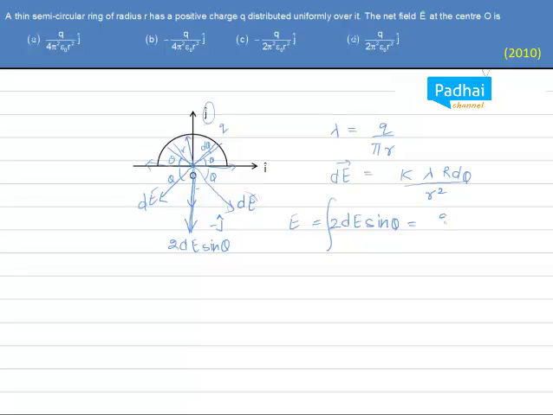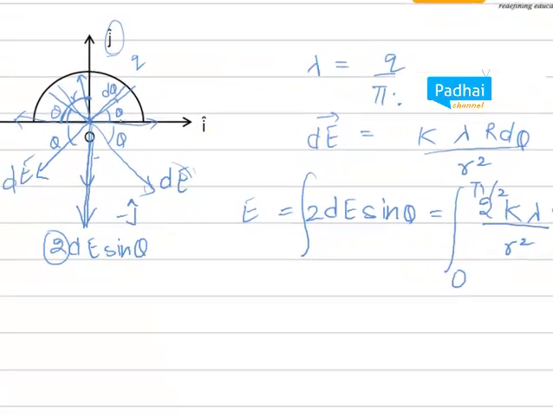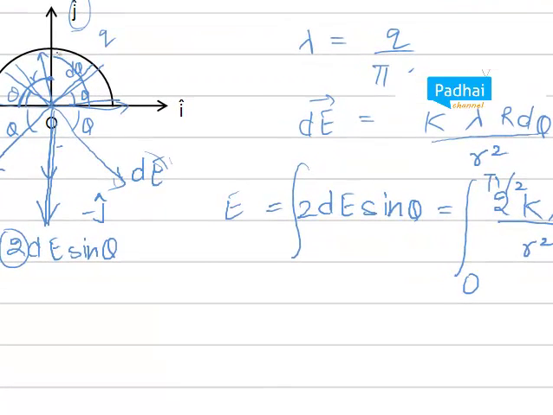So what will this be? It will be 2 into k into lambda upon r square into sine theta into r d theta. Now I have to integrate it. From where? 0 to pi by 2. Why pi by 2? Because I have already included the other angle, since I have made it twice. So I have to integrate it from 0 to pi by 2 only.